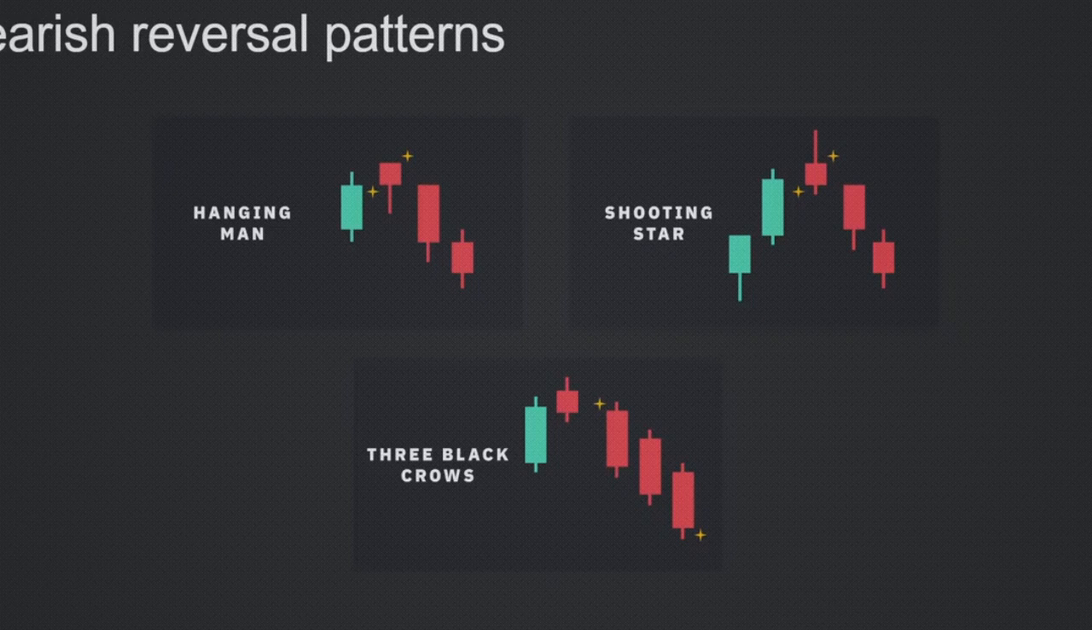And lastly, we have the three black crows, which is the bearish version of the three white soldiers. So the market is going up, finds the local top, and then reverses to the downside, forming these three big red candles. And again, for this pattern to be valid, we should have the opening of the second and third candles within the body of the previous ones, and then the closing price below it. And this is what gives us the downtrend, suggesting that the sellers are now in control of the market.